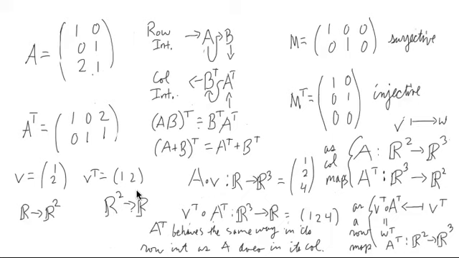So we get these different schematics, different properties with transposes. Basically, what you can remember is they reverse the order of multiplication. They give you a way of describing the row interpretation of A as a column interpretation. And they switch surjectivity, injectivity type properties.